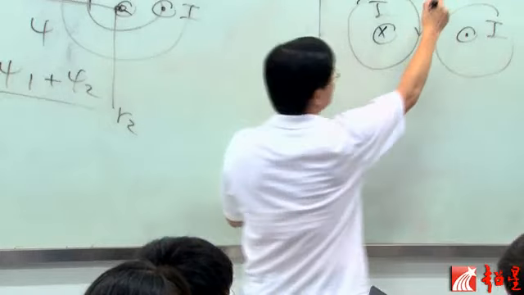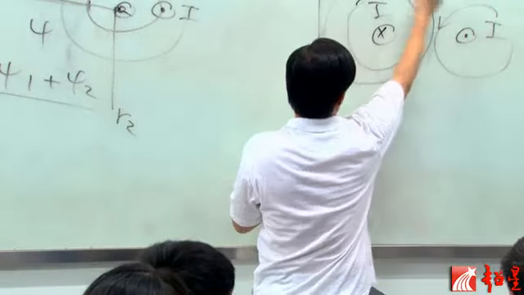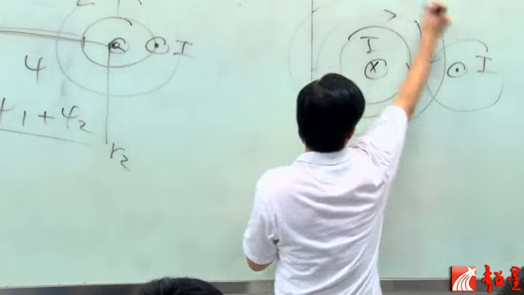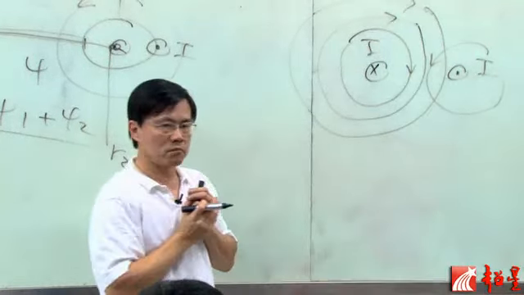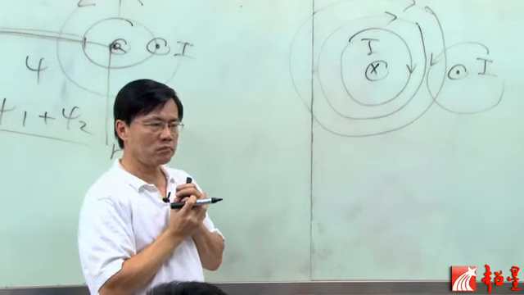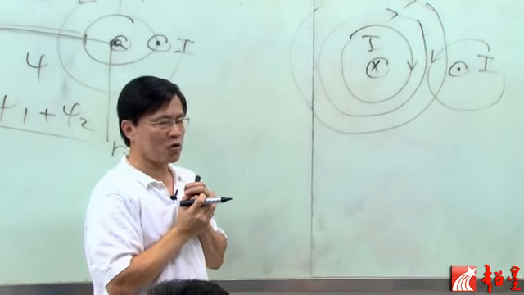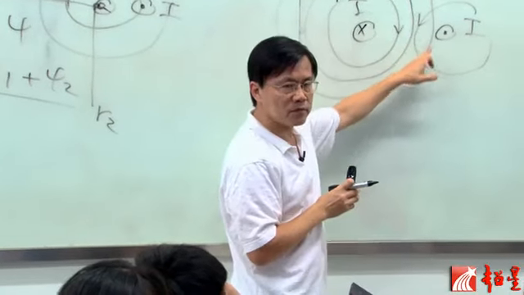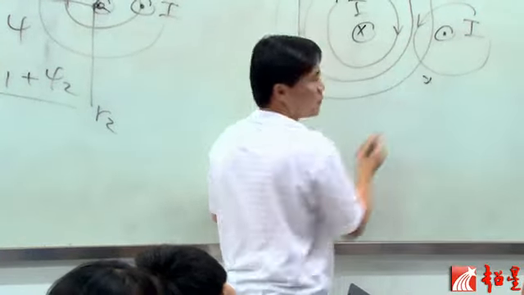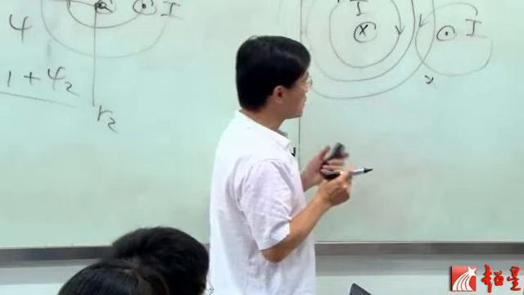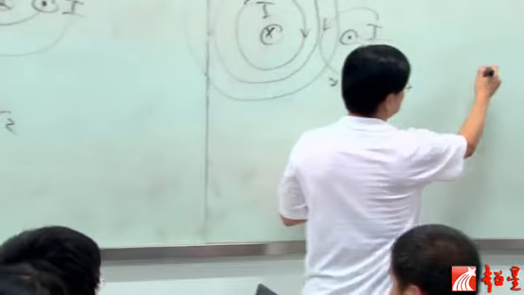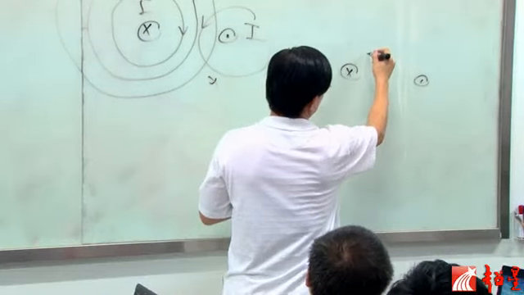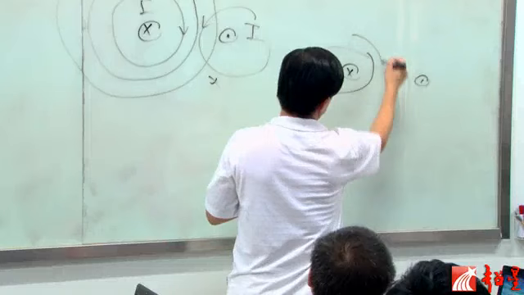Further on, is this correct physics? No, it's not correct anymore. Flux cannot cross like this. That's wrong. Okay. So in practice, if you have two currents like this, you're going to have something like this.